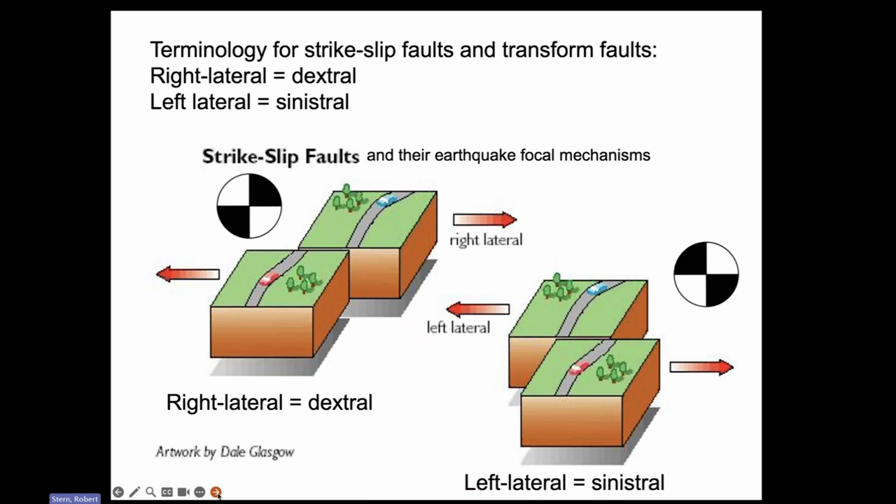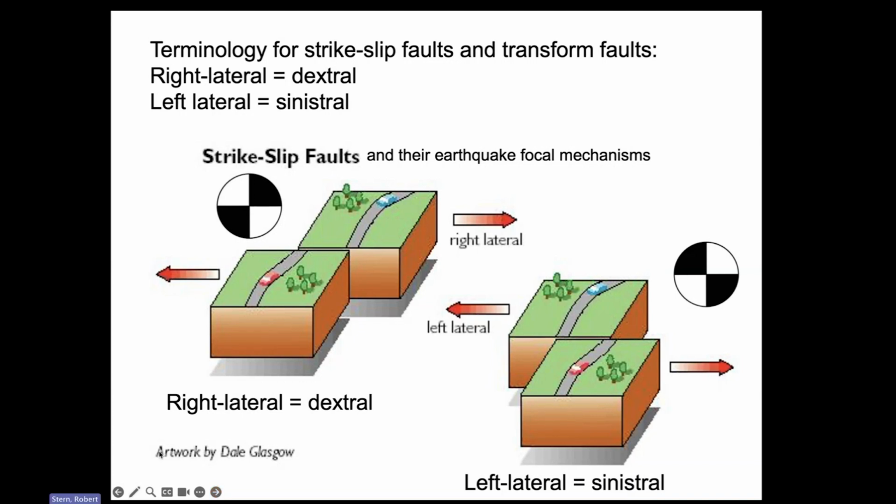So the terminology we use for strike slip faults and transform faults is we talk about right lateral faults and we talk about left lateral faults. And we talk about dextral and we talk about sinistral. Now, sinistral is an interesting word because the word sinister comes from that, because left-handed people were regarded as sinister people because they were not trained right. And we won't get into the reasons for that, but you may hear me going back and forth between right lateral, dextral, left lateral, sinistral. They're completely equivalent, right?